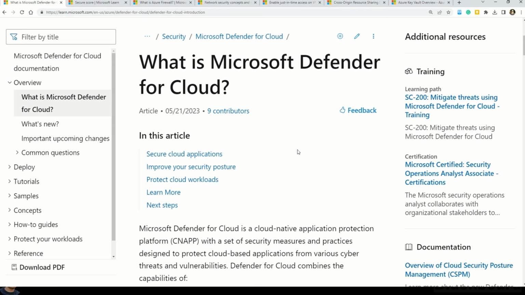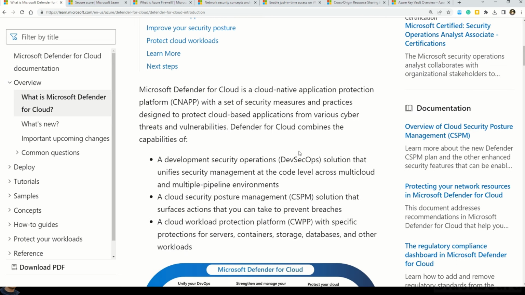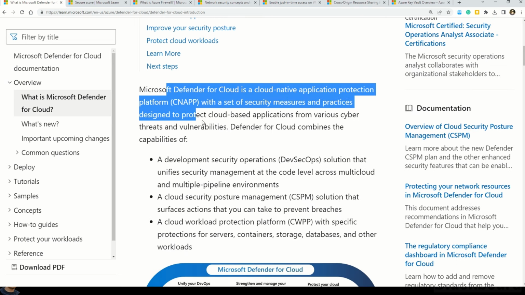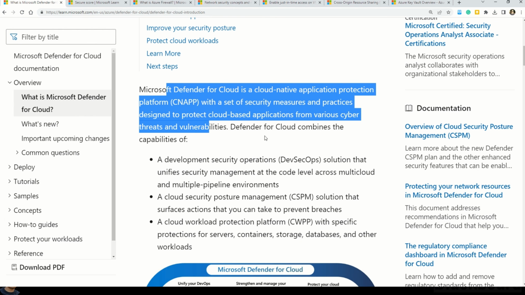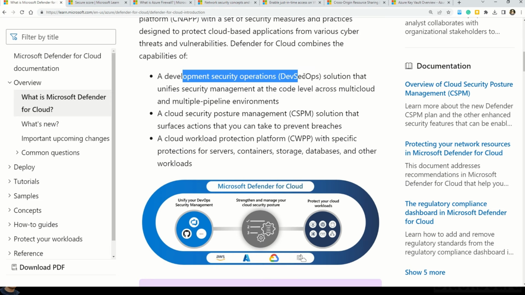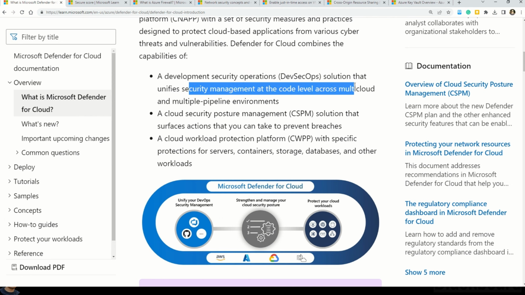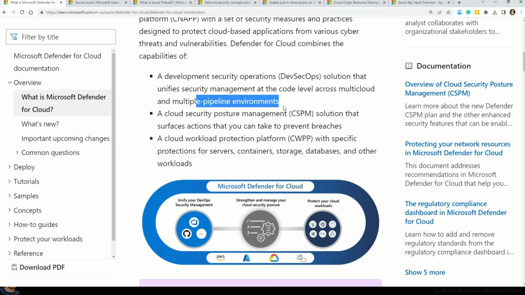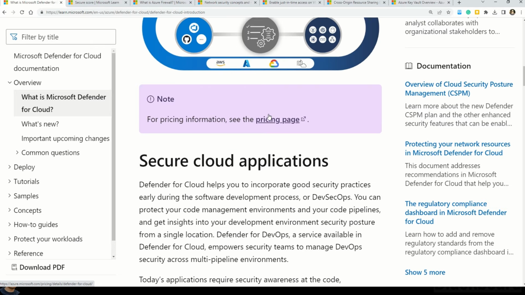And friends, if you want to deep dive on Microsoft Defender, this is the documentation. Here you can read the definition of the Defender as we just saw in the presentation as well. But what are the capabilities of Microsoft Defender? That you can read here. It says a development security operations DevOps solution that unifies security management at code level across multi-cloud and multi-pipeline environments. So these are some of the scenarios or some of the capabilities that Microsoft Defender offers you. I will not go in the details of every capabilities. You can of course read. The link is right there in the description box.